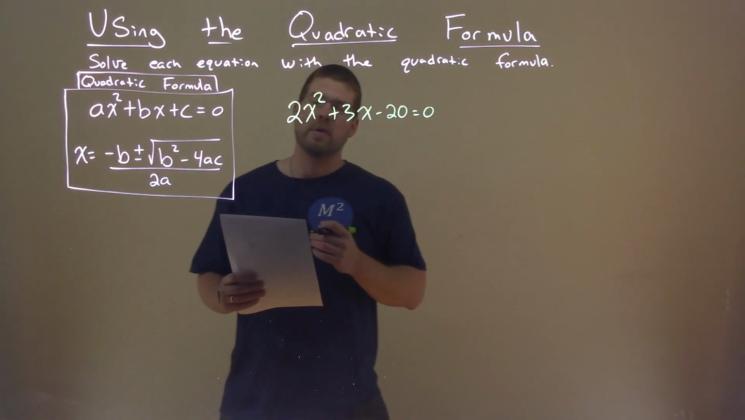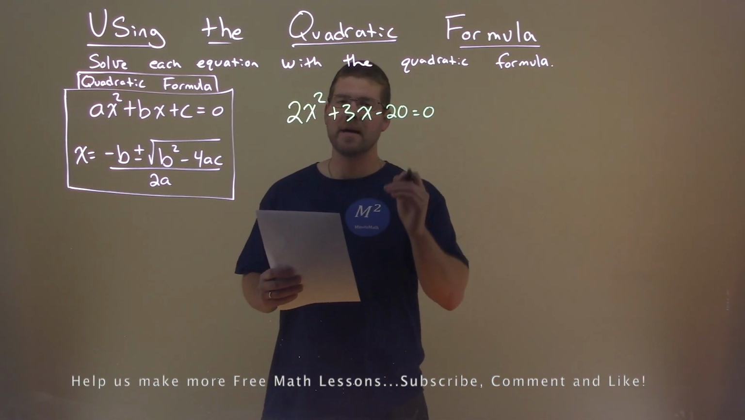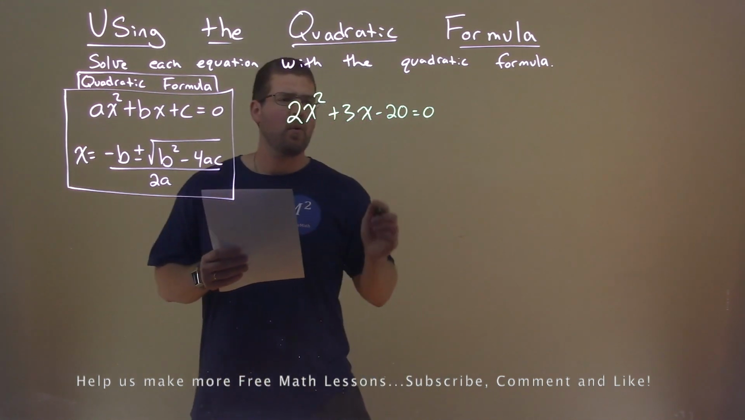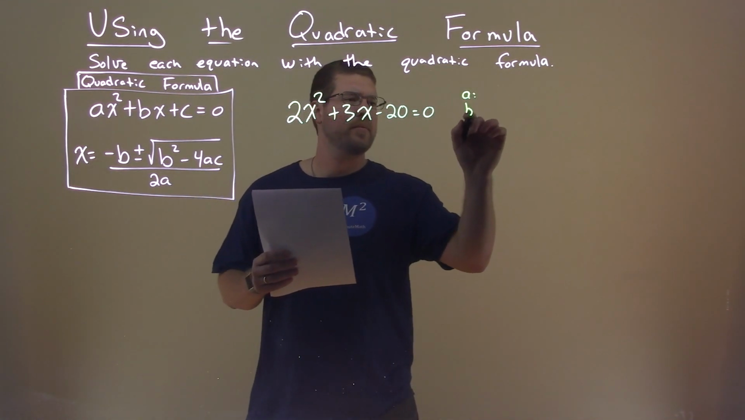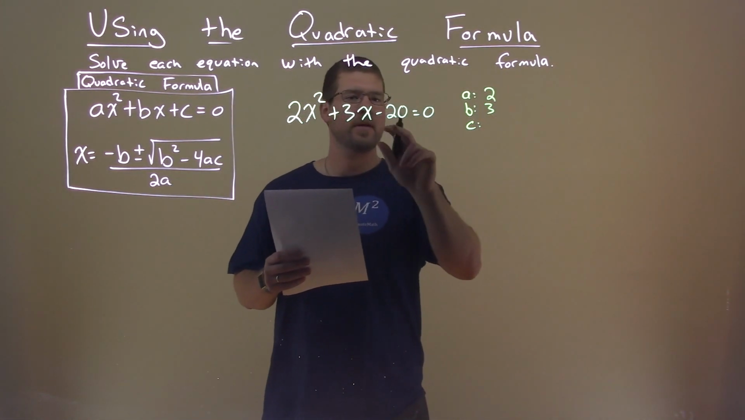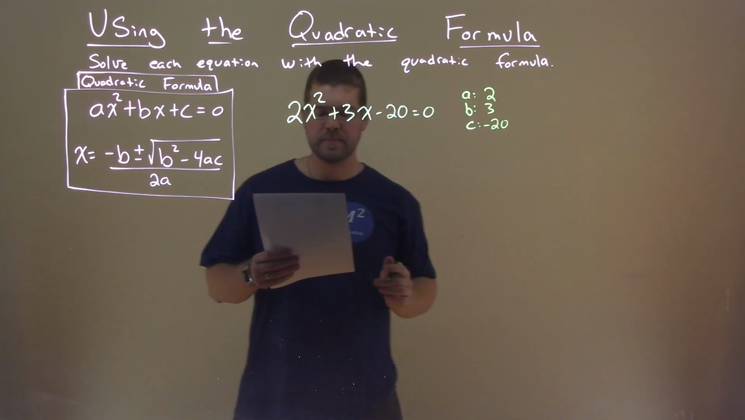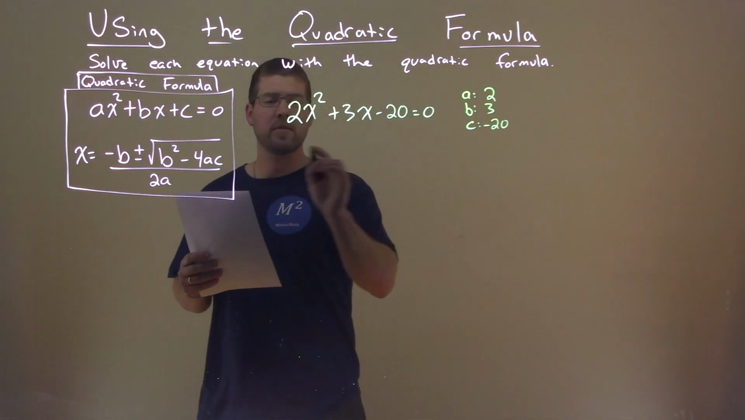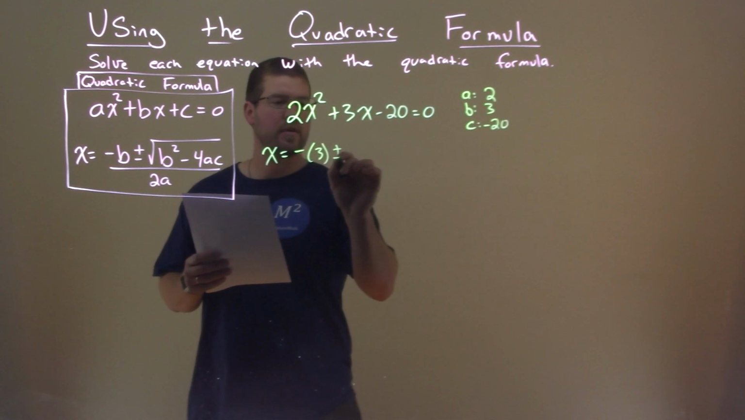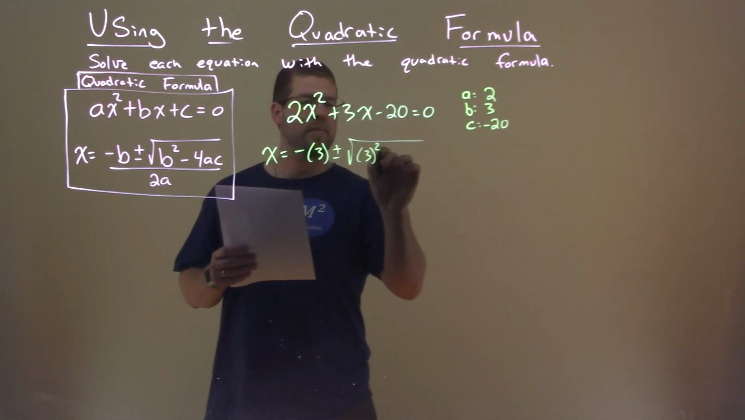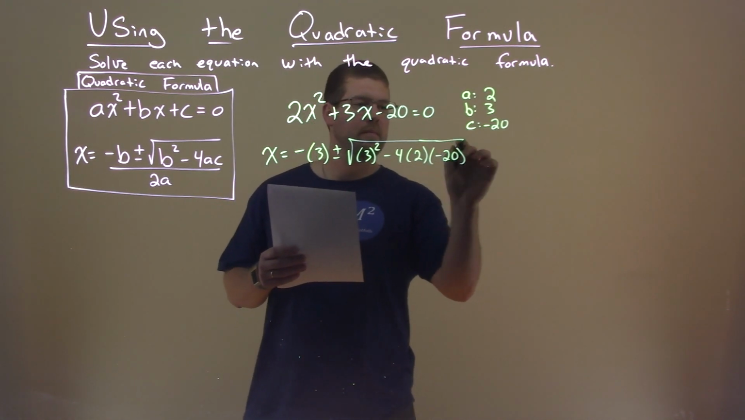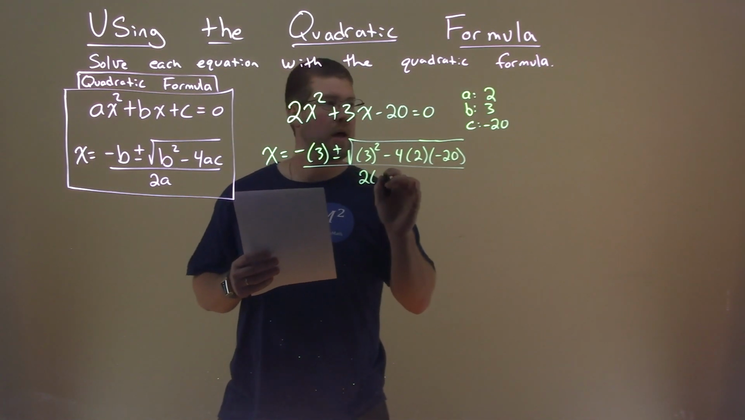We're given this problem right here. 2x squared plus 3x minus 20 equals 0, and we want to solve this using the quadratic formula. Well, what I want to do is find my a, my b value, and my c value. A value is 2, b value is 3, and c value is negative 20. Well, from here, we can use the quadratic formula. X equals negative b, which is 3, plus or minus the square root of b squared minus 4 times a, which is 2, times c, which is negative 20, all over 2a, which is 2.